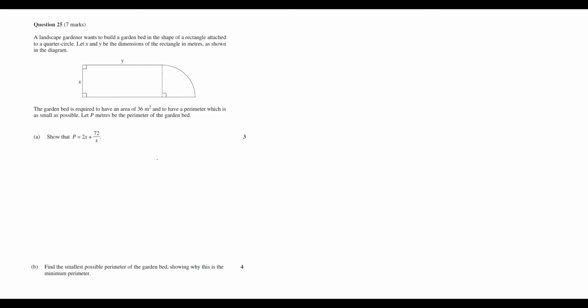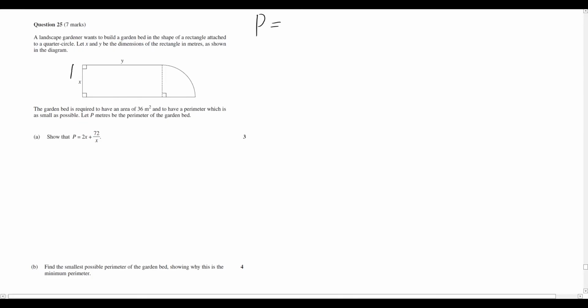Let p meters be the perimeter of the garden bed. So what we need to do first is show that p, the perimeter, is going to be equal to 2x plus 72 over x. So the first thing I'll do is just look at this general shape and start thinking about what the perimeter will be in most basic form. So I can write that now up the top.